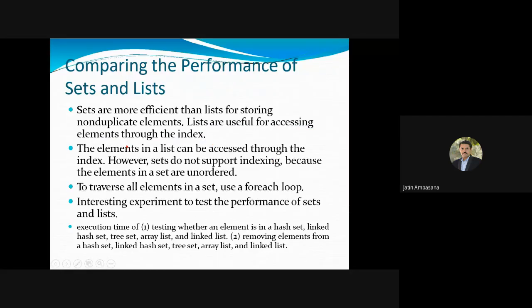The elements in a list can be accessed through the index, that is, the get method. And sets do not support indexing. So that's the main issue over here, because the elements in a set are unordered, which is why indexes are not allowed. To traverse all elements in a set, we use a for-each loop, right?